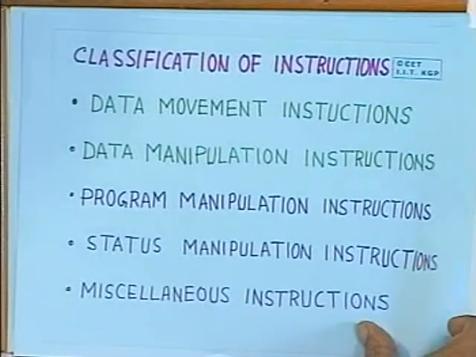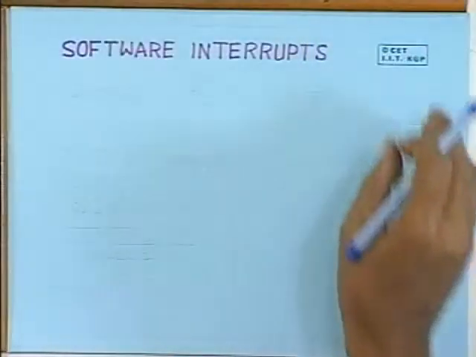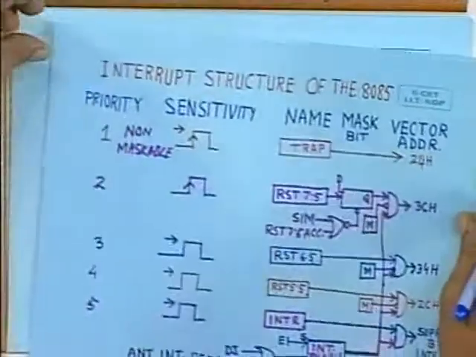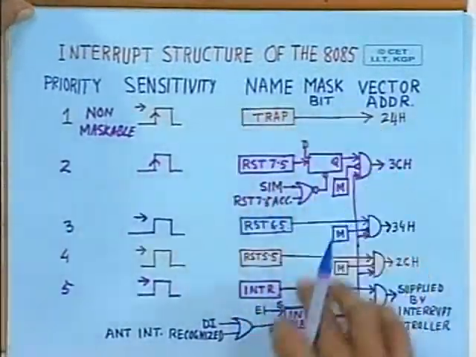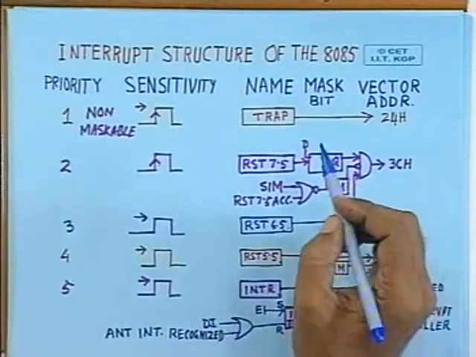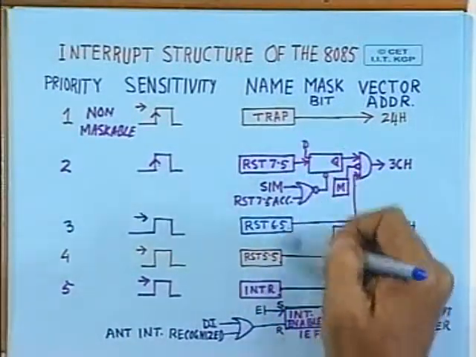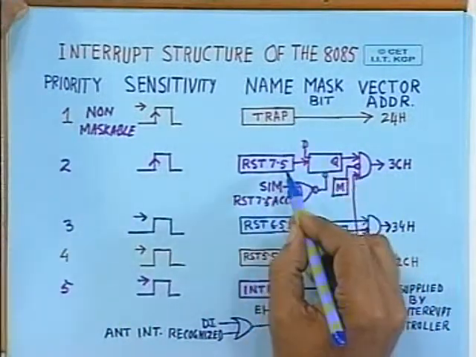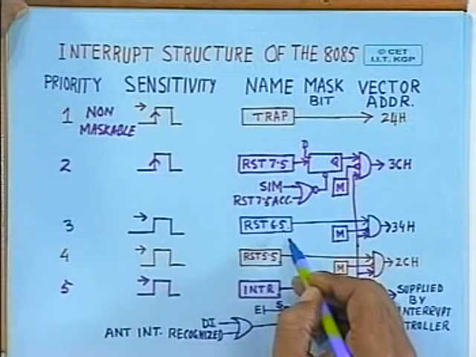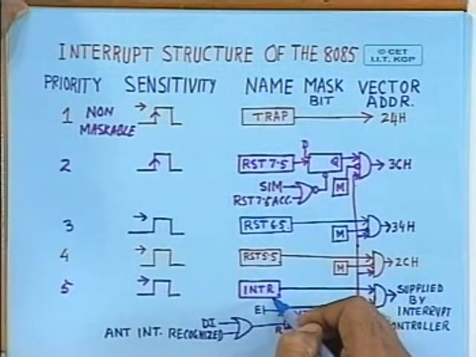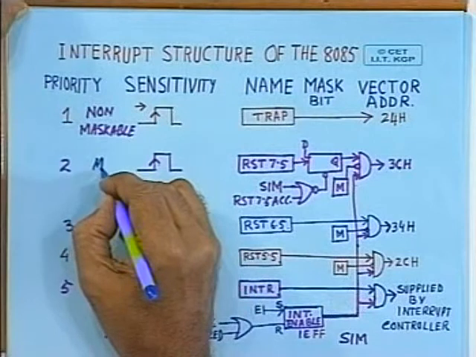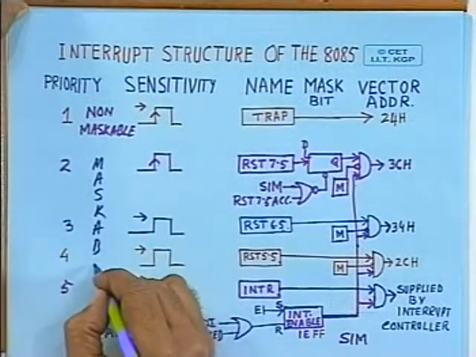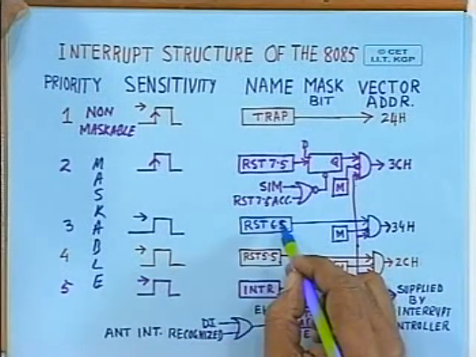You are familiar with hardware interrupts. We have already discussed the interrupt structure of 8085. There we have seen there are 5 interrupts. One of them is non-maskable, TRAP, and then RST 7.5, RST 6.5, RST 5.5, and INTR. These are maskable because you can mask them with the help of those flag bits.